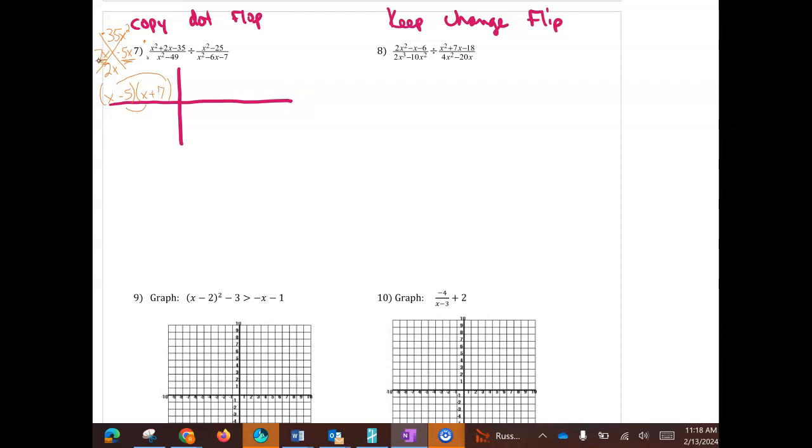Going to my denominator, there is not a GCF, but this is a difference of squares, x plus 7 and x minus 7. Now I'm going to flip it. This is going to become my denominator. There's not a GCF, but it is a difference of squares of x plus 5 and x minus 5. And then this will become my new numerator.